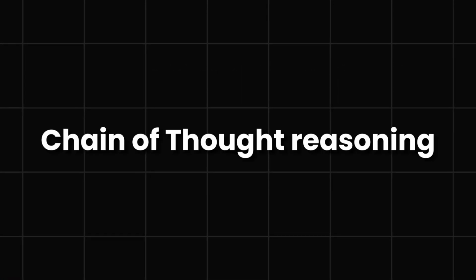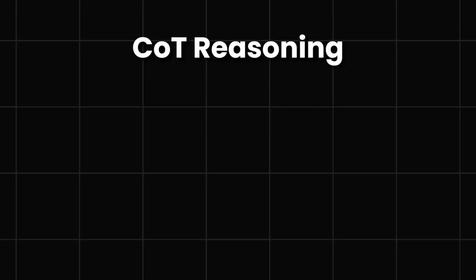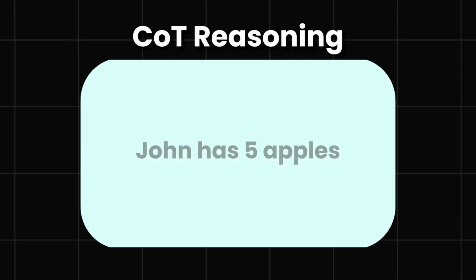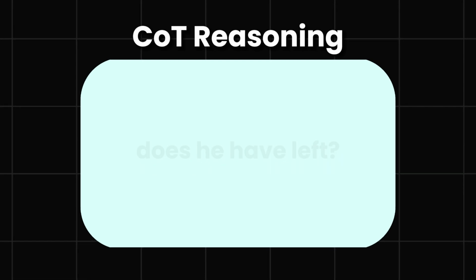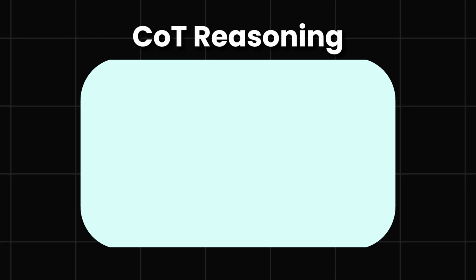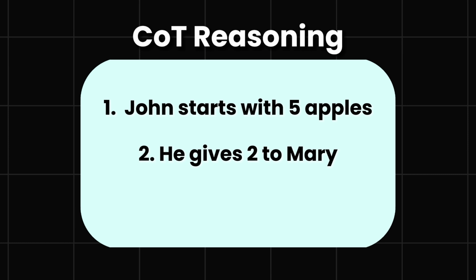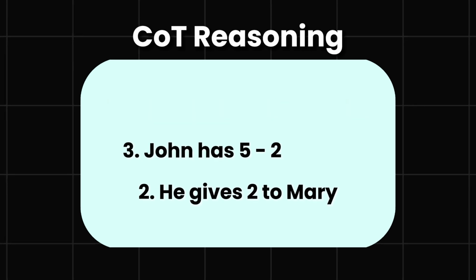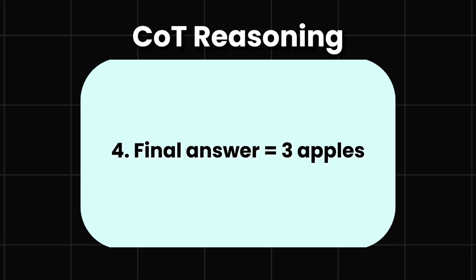Chain of thought reasoning is a technique where a language model generates intermediate reasoning steps, like a thought process, before arriving at the final answer. For example, if we have a problem: if John has 5 apples and gives 2 to Mary, how many apples does he have left? In chain of thought reasoning, first we start with John has 5 apples, then he gives 2 to Mary. So he now has 5 minus 2, which is 3 apples, and the final answer is 3 apples.